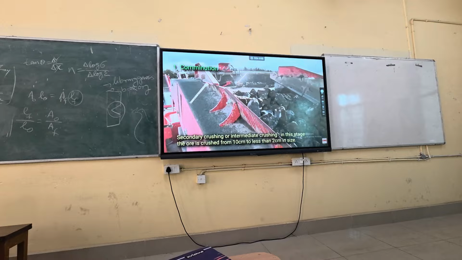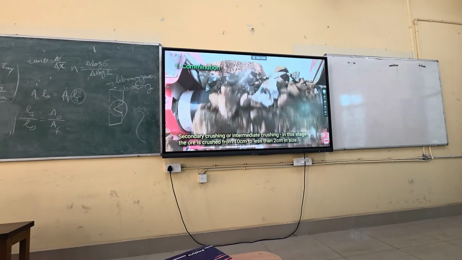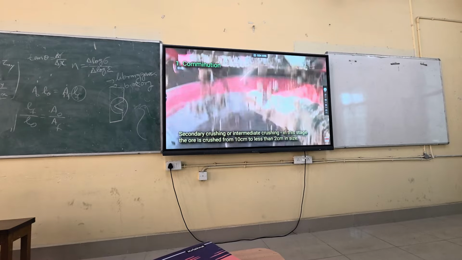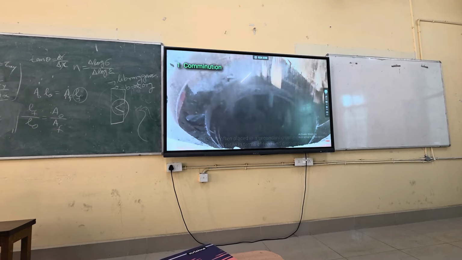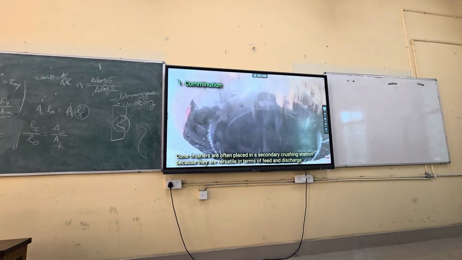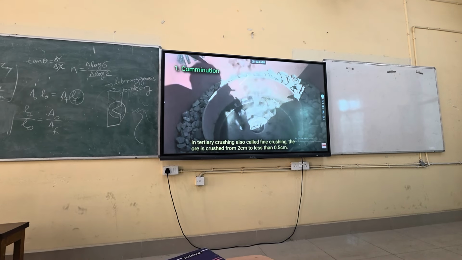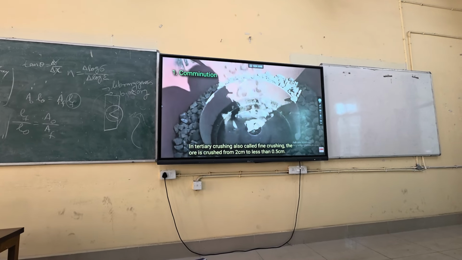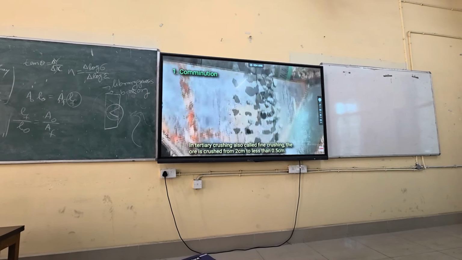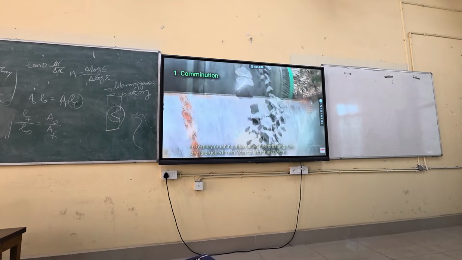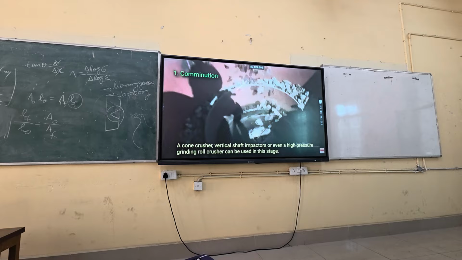You can see the size of the feed, how big it is. This is now the secondary crusher. Cone crusher, vibratory crusher. The product is less than 0.5 cm.